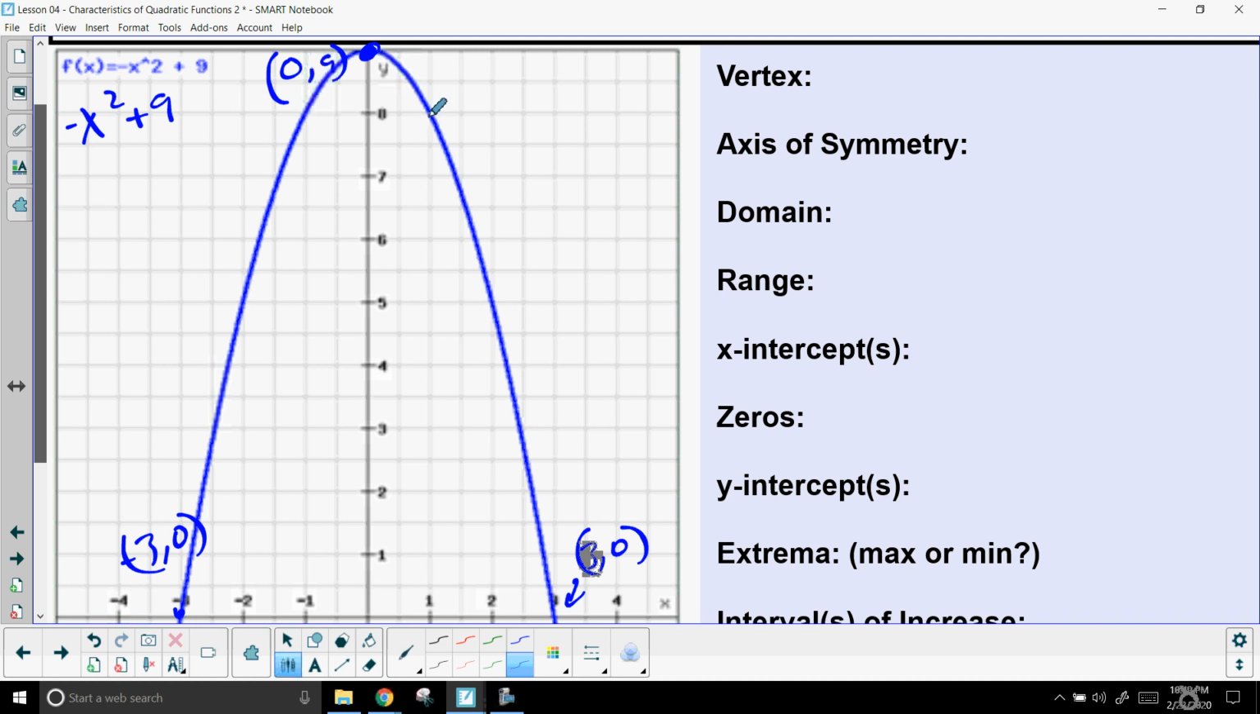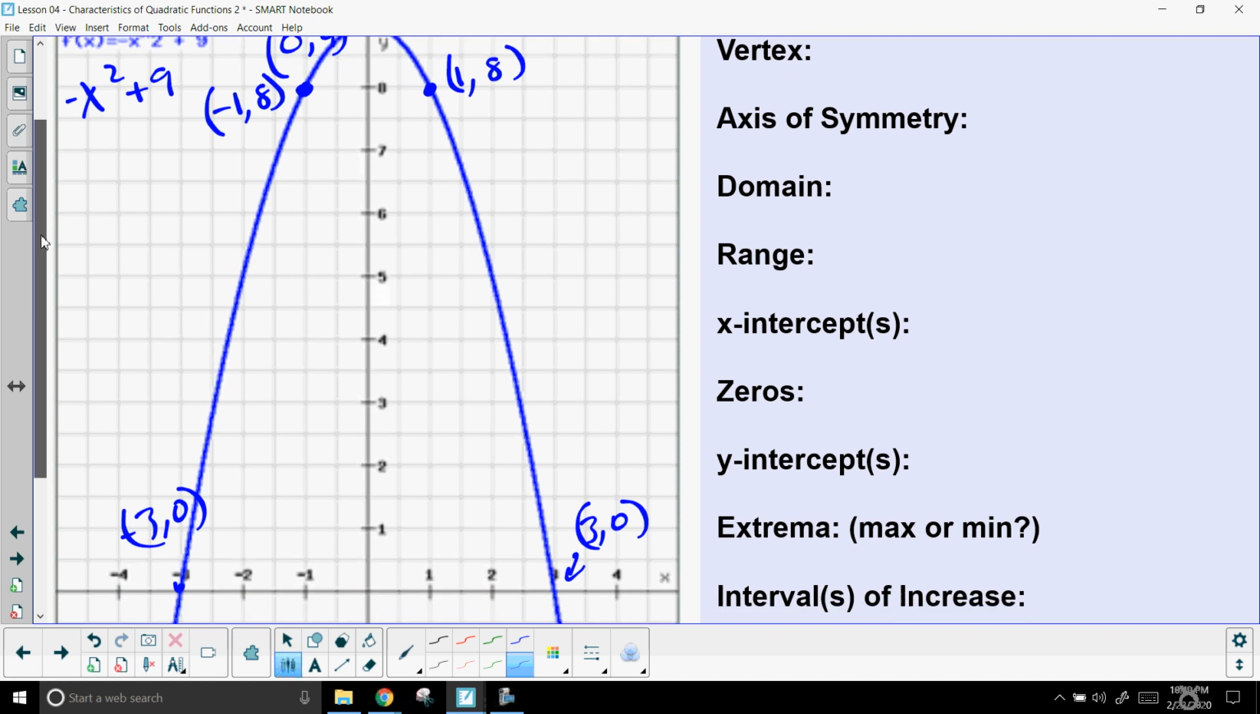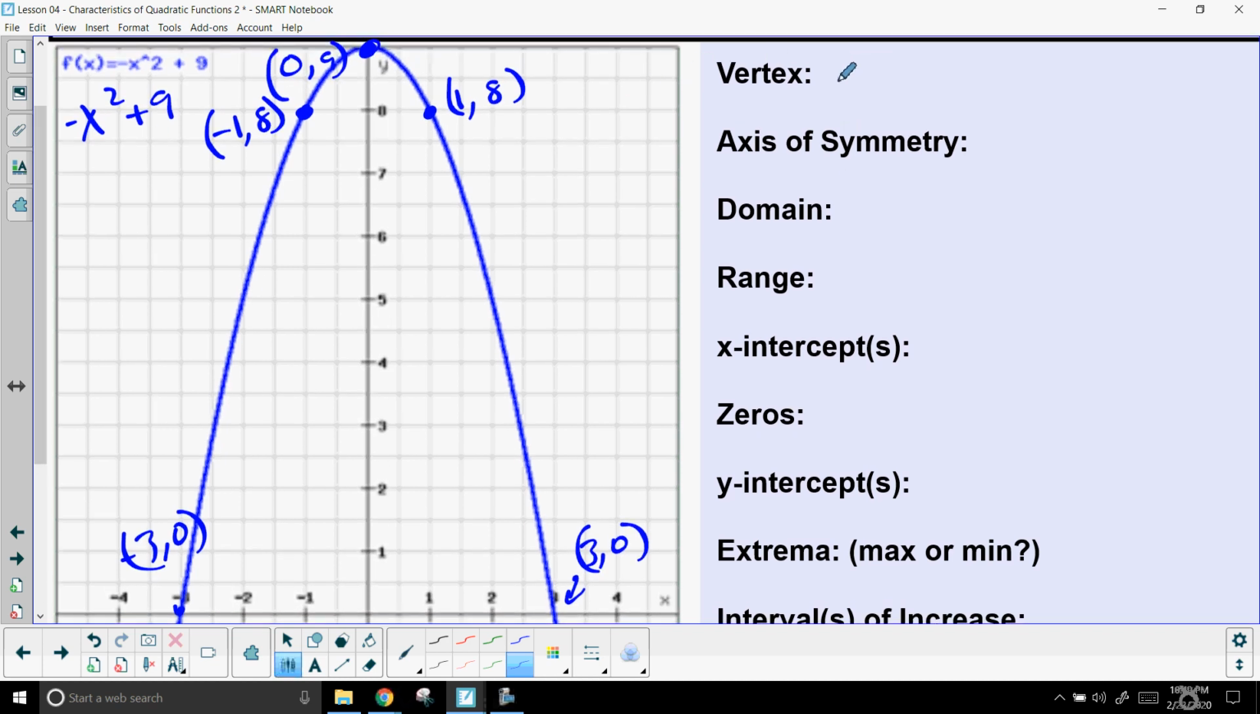This might help. This is (1, 8). And this is going to be (-1, 8). Again, this helps with the graph. So, now that you got a graph, vertex, easy, (0, 9). Axis of symmetry, remember, it's the x value here. Domain, remember, we got to think abstract. How far left is this going? How far right? These are x values.